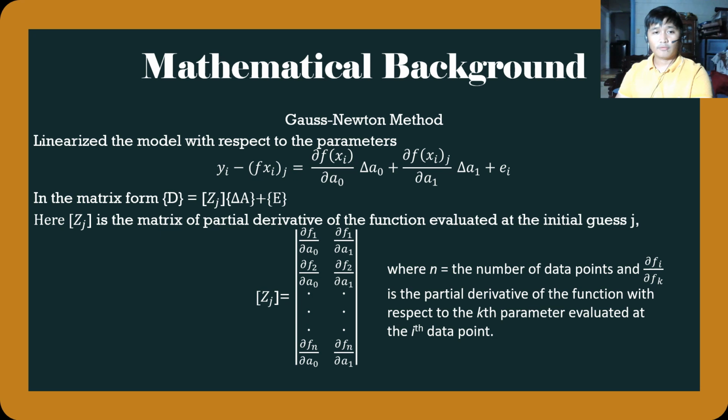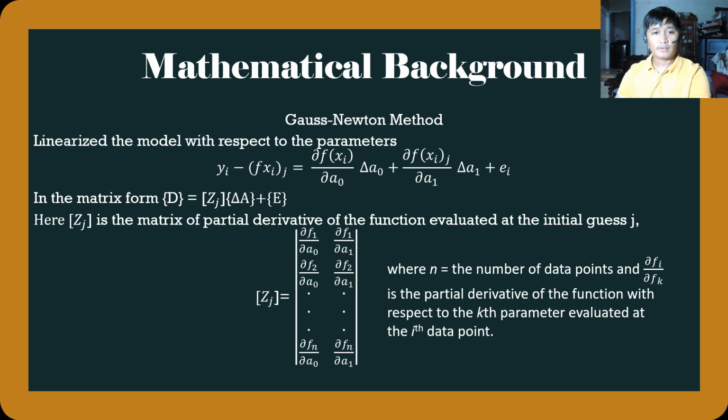Actually, if we observe the equation, when linearizing the model, the f of x sub i at j plus 1 was replaced by this y sub i.